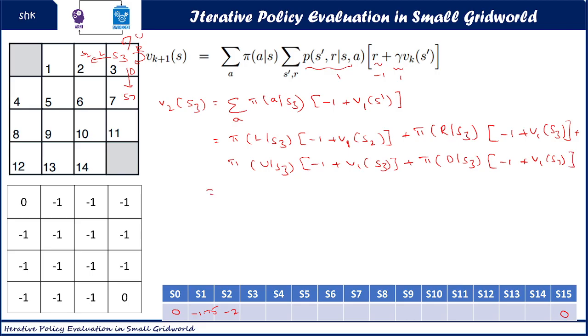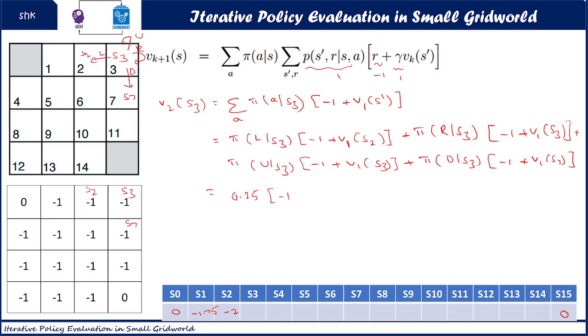Substituting, as we have considered equal probability for all the actions, now I'll take this one as 0.25 into -1. So now when you are in S3 state, what are the next states we are going to consider? V1 of S2 value is required, V1 of S3 value and V1 of S7. So V1 of S2, S3, S7 are -1.